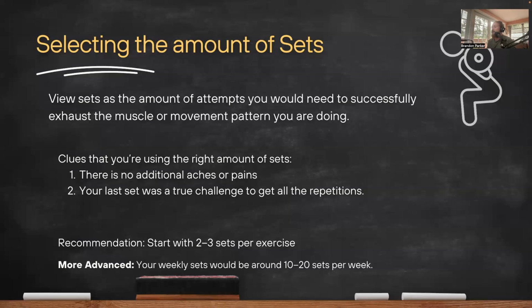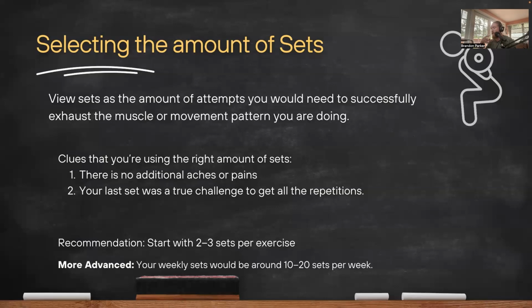Okay. I always like to say start with 2 to 3 sets per exercise. It's a great starting point. We know when you do multiple sets in one sitting, you get a synergistic effect when it comes to muscle protein synthesis, which just means putting on more muscle. And we know that it's not typically too much for the average person.